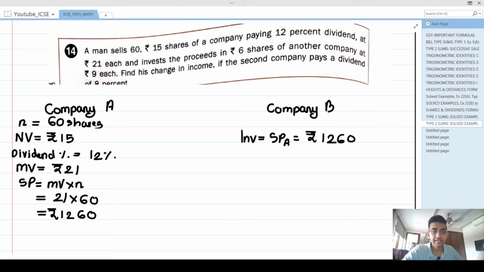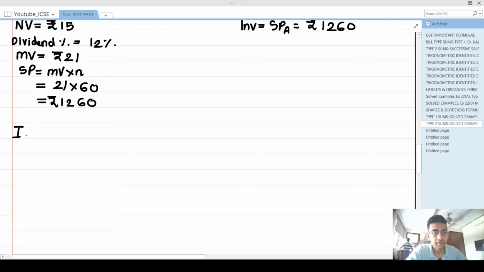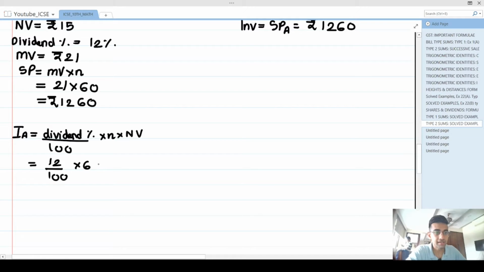Find the change in his income. So let's look at his income in A. His income in A was nothing but dividend percent upon 100 into number of shares into NV. Dividend percent was 12 upon 100, number of shares was 60, into NV is 15. Once we calculate this, 12 into 60 into 15 divided by 100, his income was 108. We need this value for later.